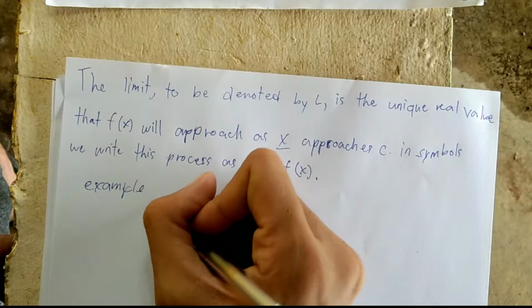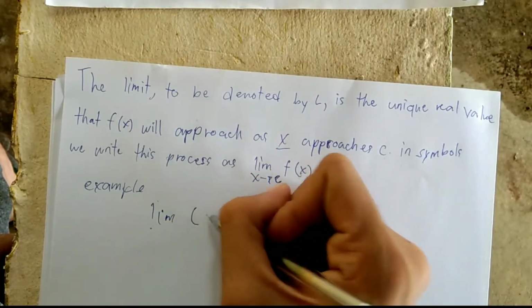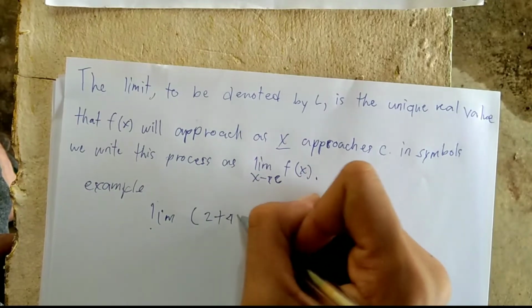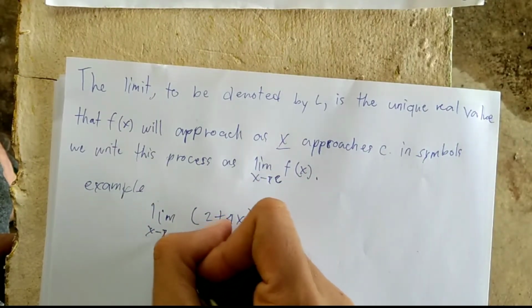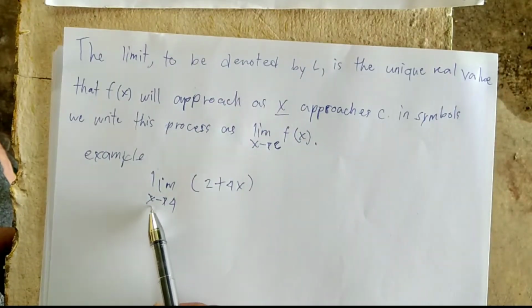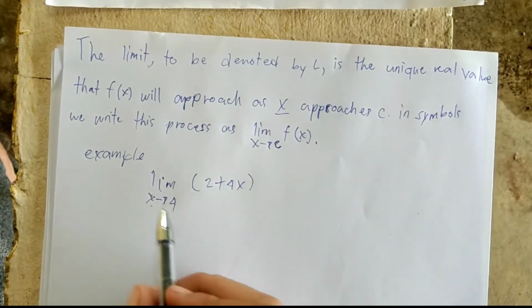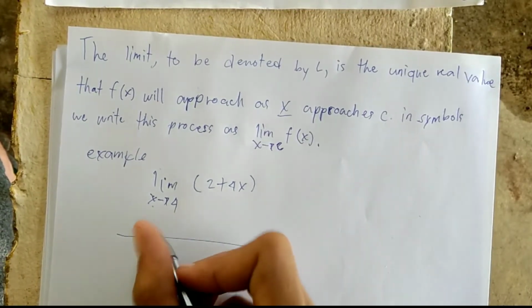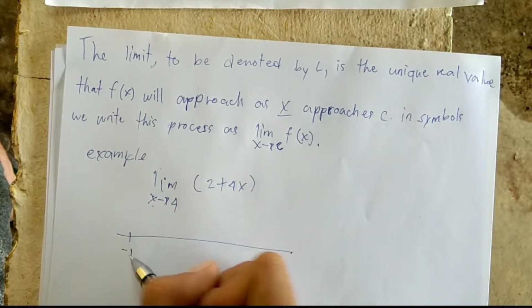Example natin is the limit of 2 plus 4x as x approaches 4. So, yung x ay papalapit ng papalapit sa 4. So, ganito yon. Ito yung sa graph.